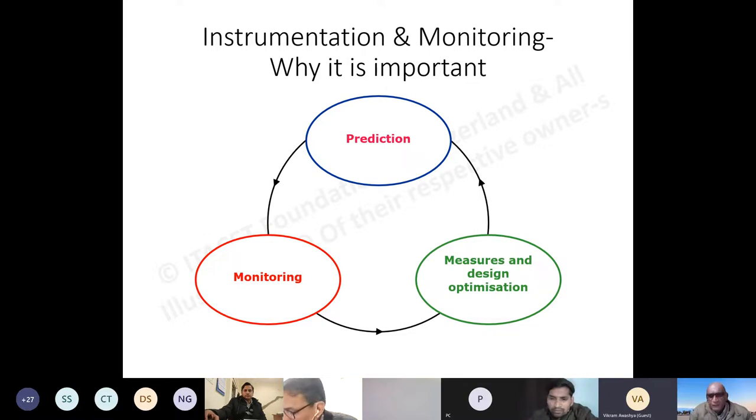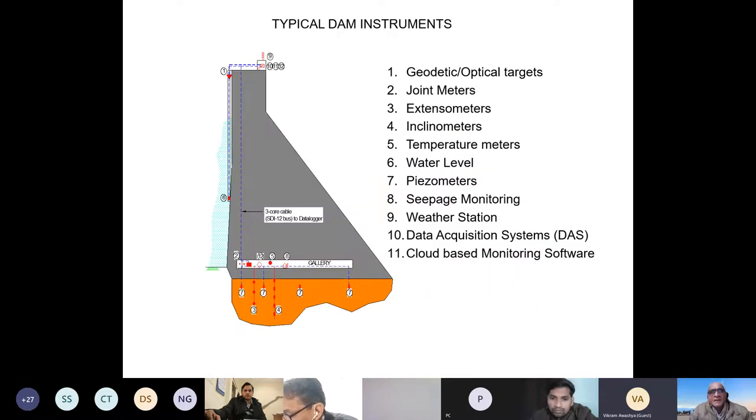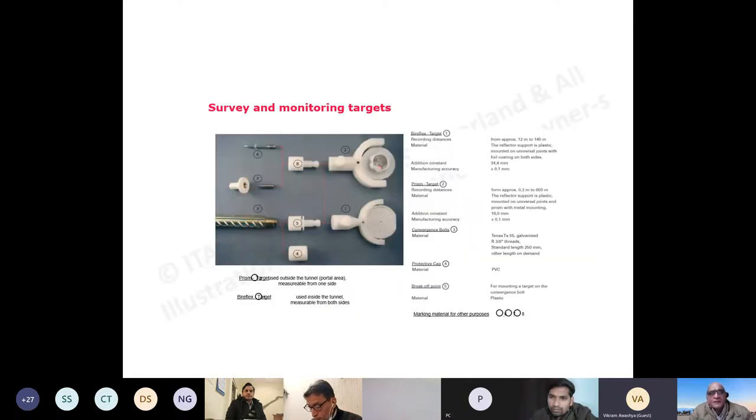Now, before we go further, let me talk about certain instruments for the dam and see how they work, because unless the users know as to what the instrument does, he will not be able to use it properly. You see, this is a typical dam. I have taken a concrete dam here, and the first instrument I have put here is a geodetic optical target on the top of the dam. For example, we can put a geodetic or optical target, which is something like this.